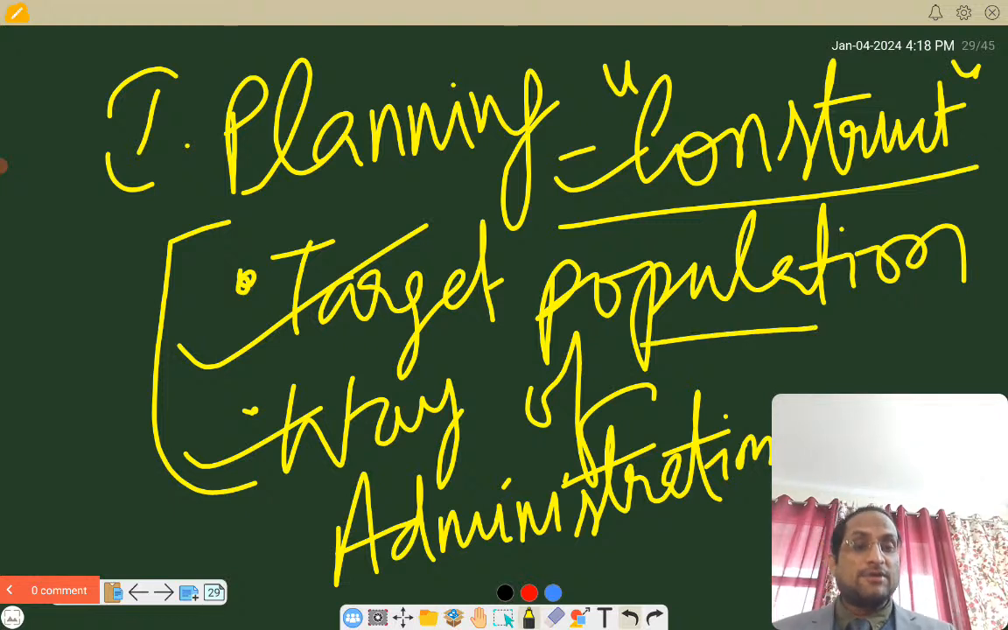Then comes your target population. Whom are you targeting? Your graduates, ranging from the age of 21 to 37, because the reserved category has relaxation of age. Then comes your way of administration: it will be an objective test, apart from subjectivity, which will be introduced in the second stage, and your personality test. So which test are you talking about here? Objective test. That is done.